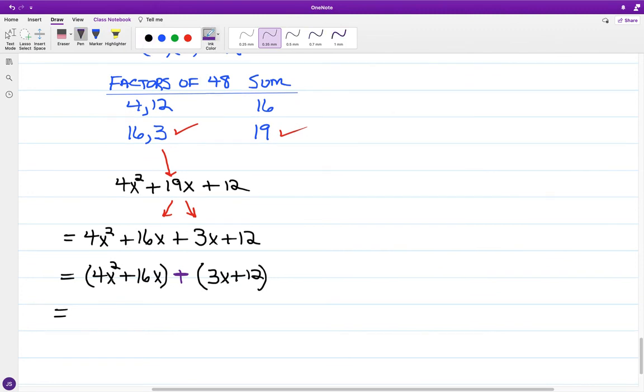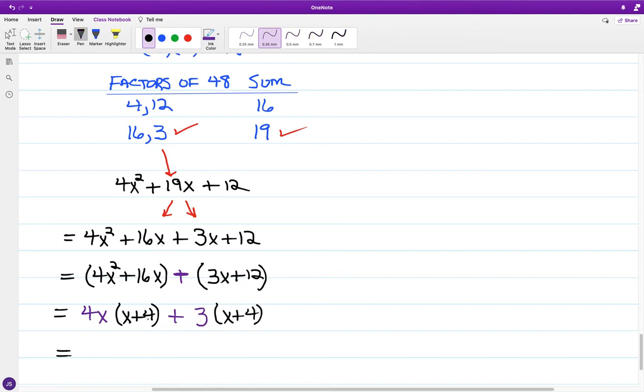And looking for the greatest common factor of each pairing. So for 4x squared and 16x, this will be 4x. And taking 4x into 4x squared plus 16x, we have the quantity x plus 4. And bringing down the addition. Now the greatest common factor of 3x and 12 is going to be 3. And 3 into 3x plus 12 is x plus 4.